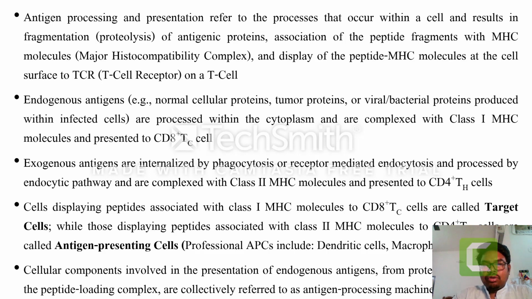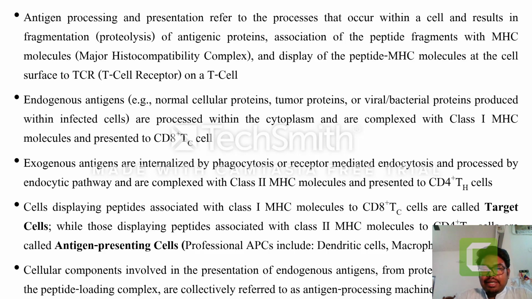Exogenous antigens, on the other hand, are the antigens which are internalized within the cells by the process of phagocytosis or receptor-mediated endocytosis. These are processed by the endocytic pathway, and the peptide fragments so generated after the processing is over are complexed with class 2 MHC molecules and finally presented to T helper cells.